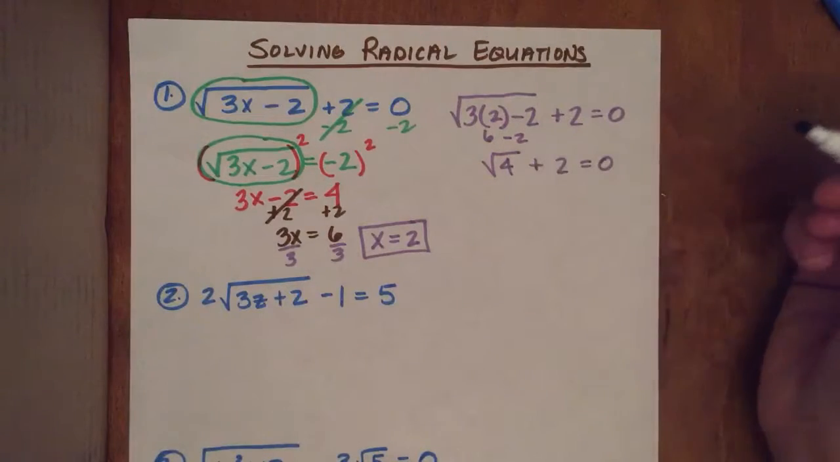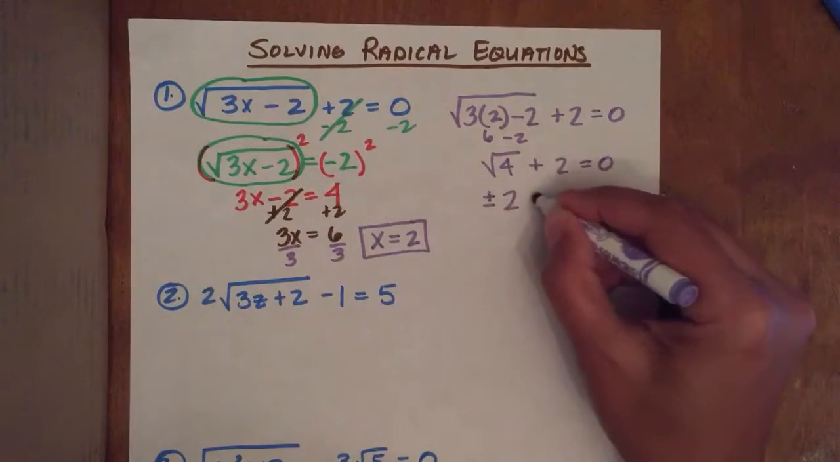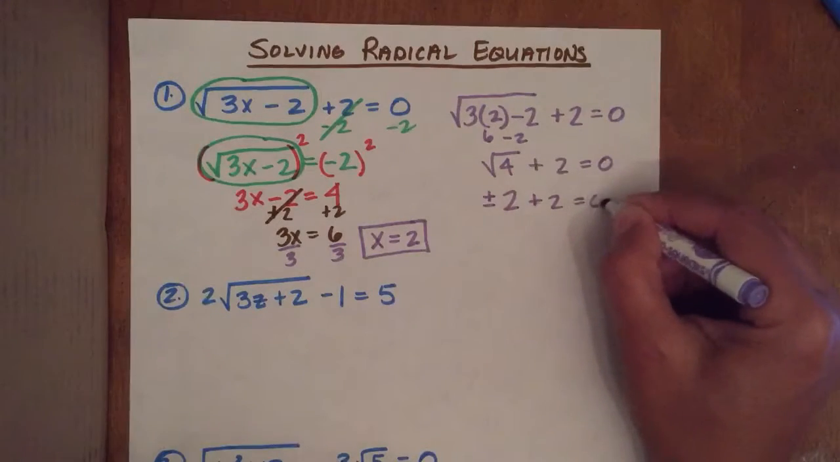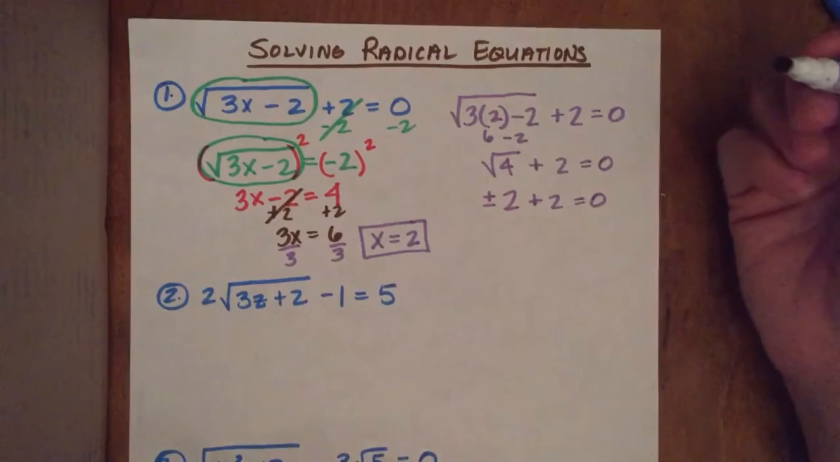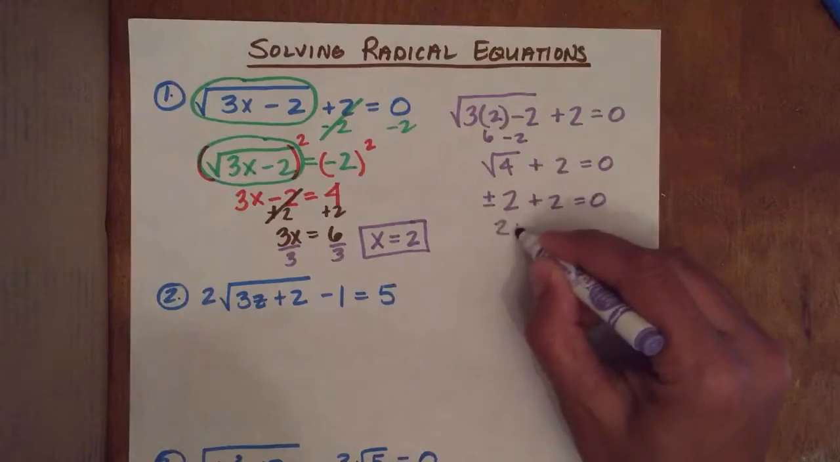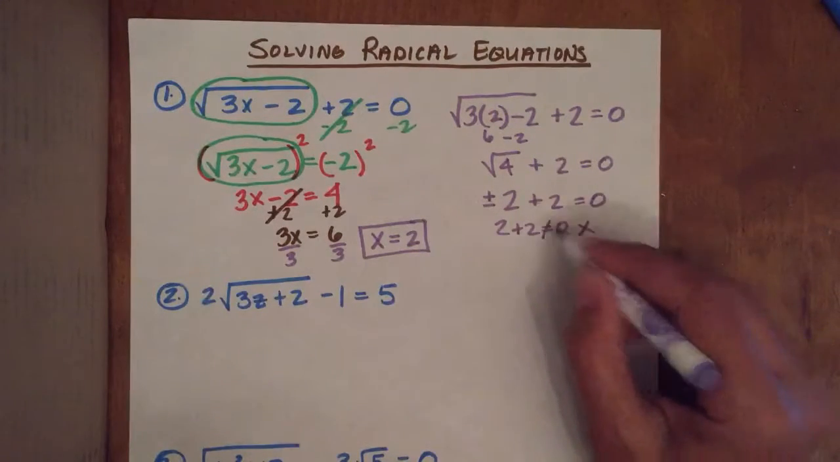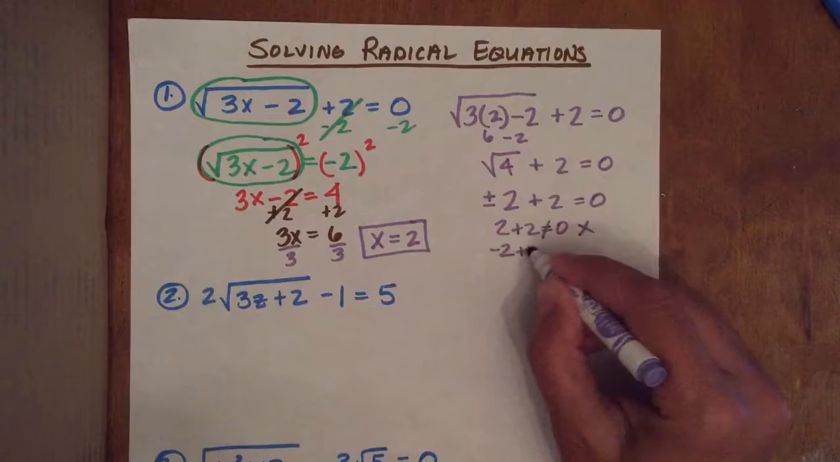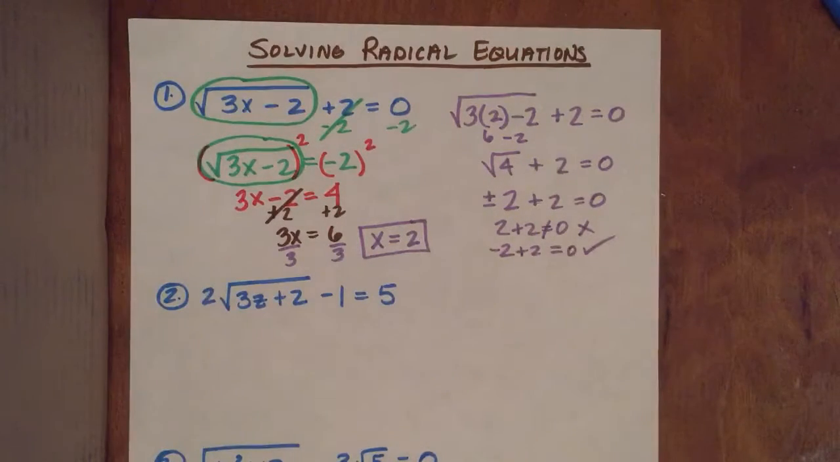Well, the square root of 4, as you know from working with quadratics, can be plus or minus 2, because positive 2 times positive 2 gives us 4, but so does negative 2 times negative 2. And if you look at the two cases, if I take the positive, 2 plus 2 does not equal 0, so that doesn't work. However, negative 2 plus 2 does equal 0. That does work. Therefore, you know it's a valid solution. So that's how we solve that particular radical equation.